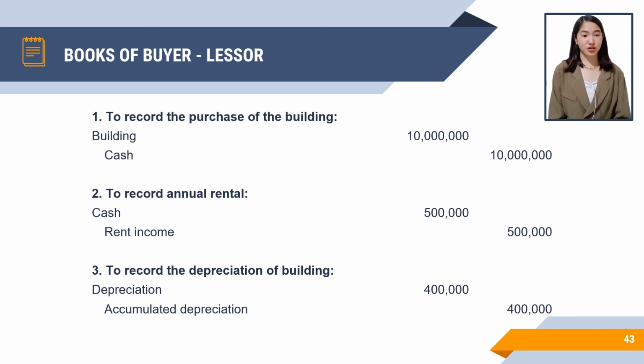So, the first transaction would be the purchase of building. So, we have the debit building and credit cash for 10 million, which is equivalent to the sale price. Then, next is the annual rental, which is debit cash, and credit rent income, which is equal to 500,000 pesos. Then, the last transaction would be the depreciation of the building, which is debit depreciation and credit accumulated depreciation for 400,000 pesos. So, nakuha to by simply dividing the sale price of 10 million to 25 years of remaining life.